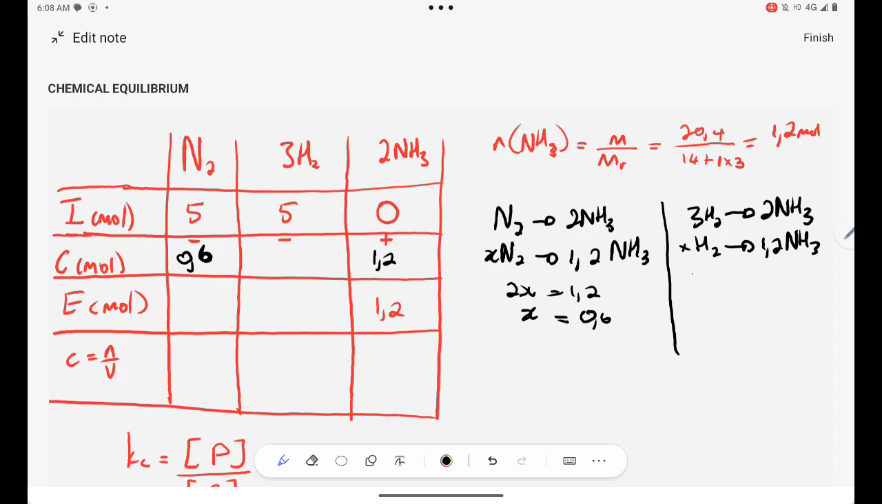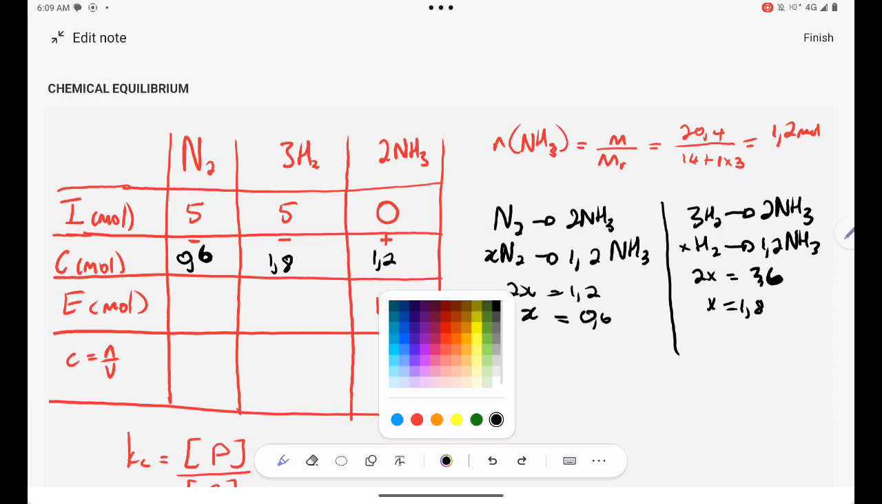Just cross multiply, you'll have 2x being equal to 1.2 times 3. That will be 3.6, but let me confirm. Yeah, it is 3.6, right? Then I divide by 2, and 3.6 divided by 2 will simply be 1.8. So I only used 1.8 moles of my hydrogen to form that amount of ammonia. Are we together? Okay, and now, guys, let's check how much we have at equilibrium.